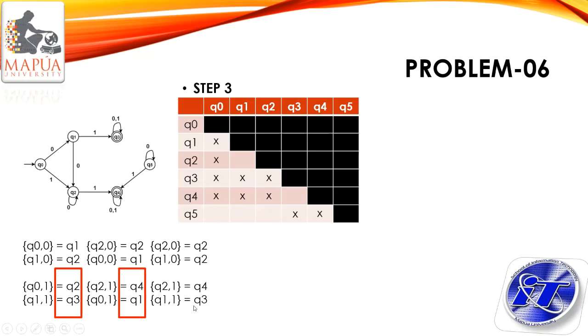Okay. Q4, Q3 is not marked here. Q2, but Q2 is not marked. We're not going to mark Q1. But what can you say about Q5? Can we remove it now? Yes, because this is unreachable state. So just remove Q5.